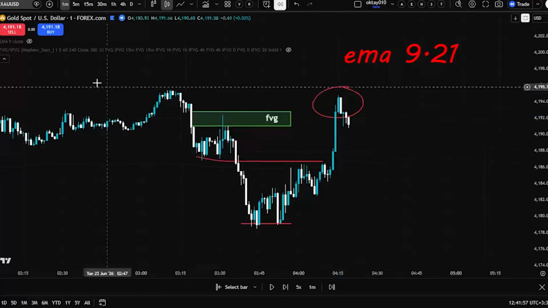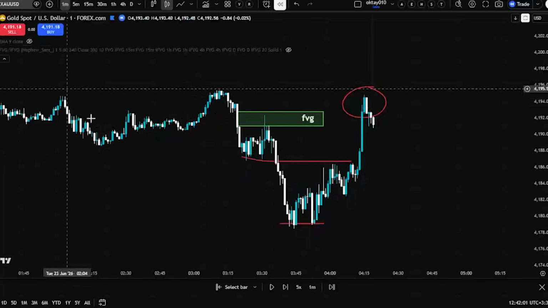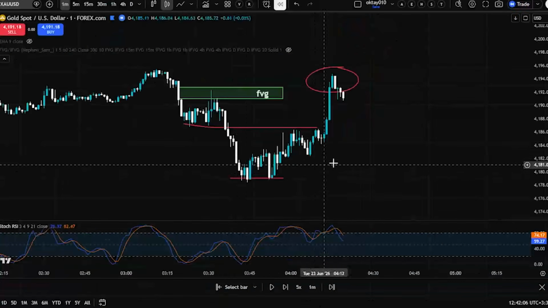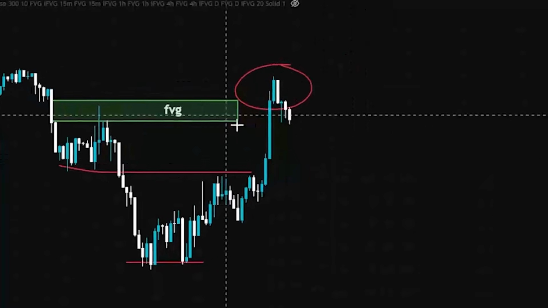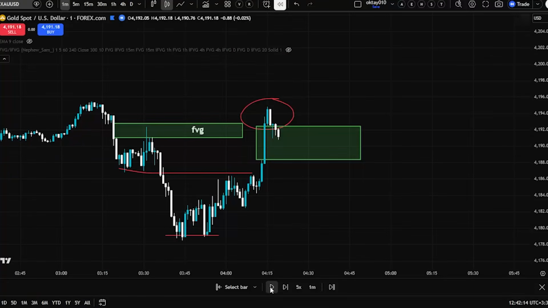EMA 9 and 21 are usually used to identify momentum and direction of movement. Stochastic mostly tells you if the market is overbought or oversold. And FVG also helps you find price imbalance points. Now the main question is, which one is better for entry?